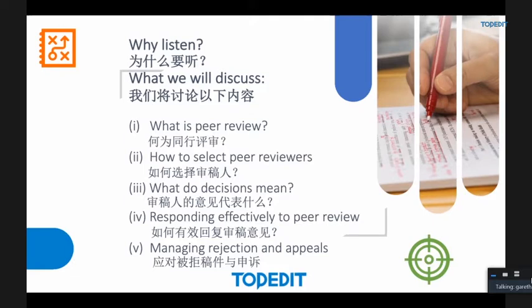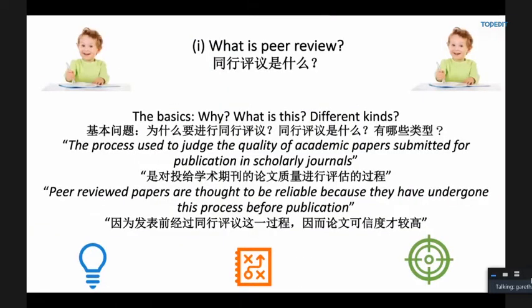All of this TopEdit training is aimed at helping you, an academic author, be more successful writing and publishing your work. So let's get started. Let's talk about peer review, surviving it and managing it as an author.